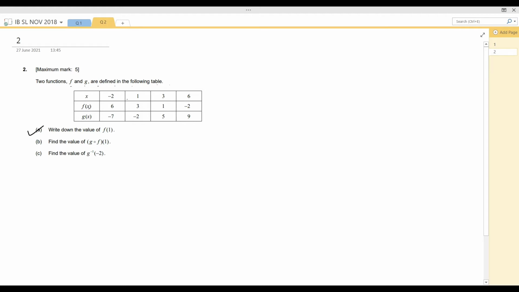So for a particular value of x, that is f of 1, at x equals 1, the value of f(x) is 3. So f of 1, as you can see from here, is 3. Now find the value of g of f of 1.